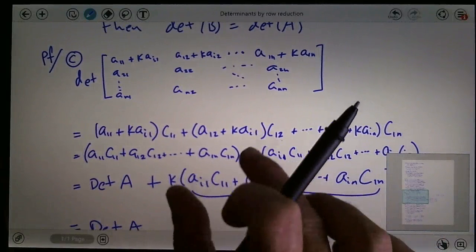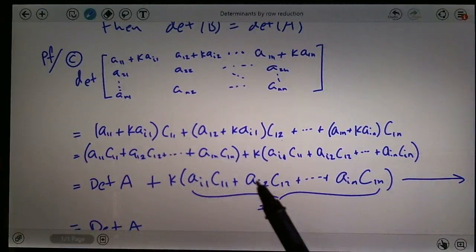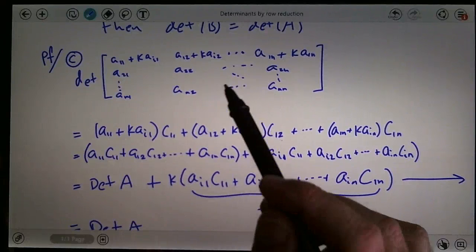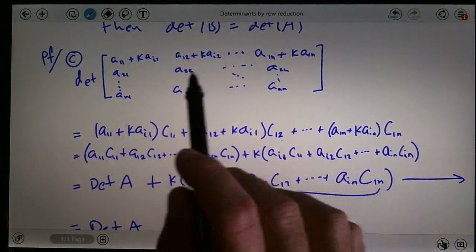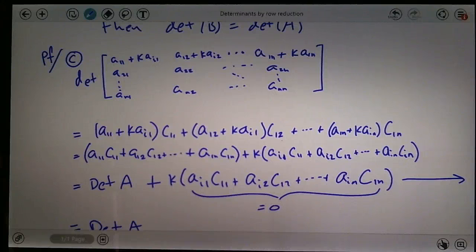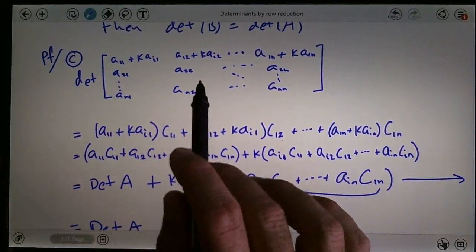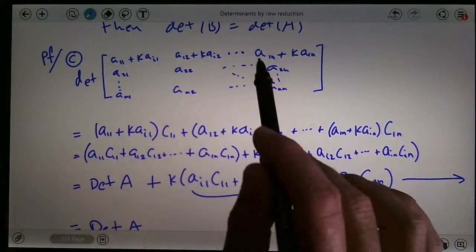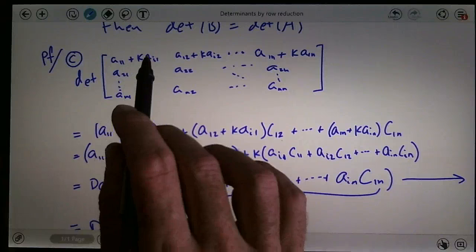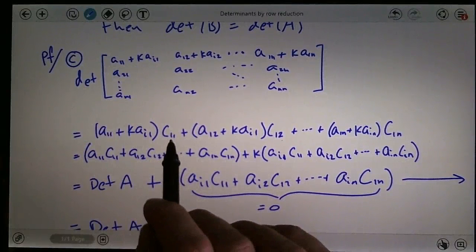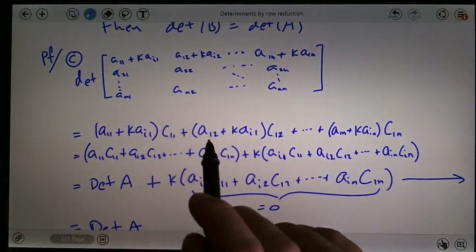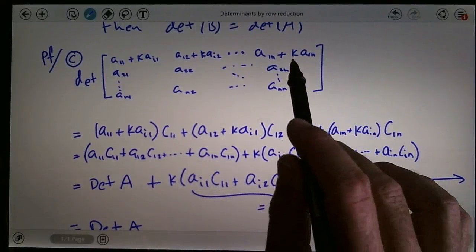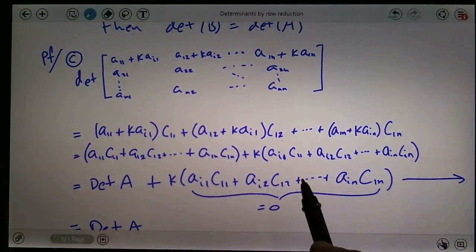I'll leave part B to you to prove. So here we go. I'm going to look at a matrix just for the sake of argument. I take the ith row of matrix A, multiply it by k, and add that to the first row. So it's the first row I'm focusing on. When I take the determinant, I'm going to do it by expanding across the first row, the one that got added to. So I've got the first entry times cofactor 1,1, and then the second entry times the cofactor 1,2, and so on down the line, up to this position times cofactor 1n.